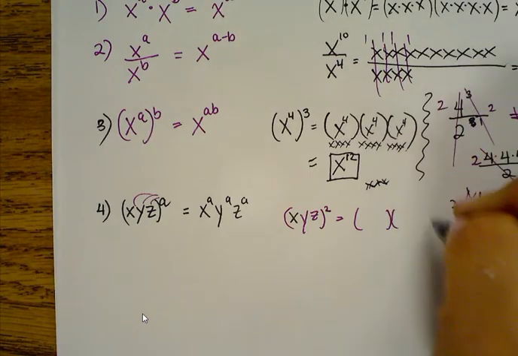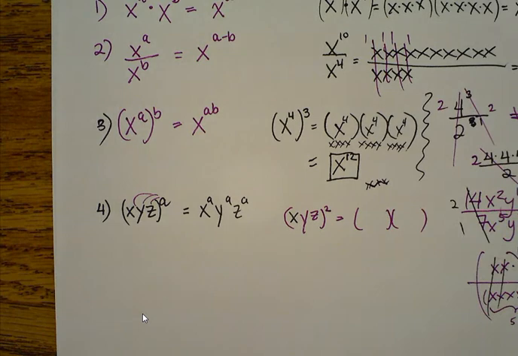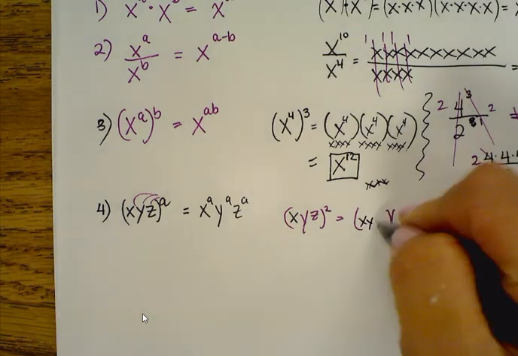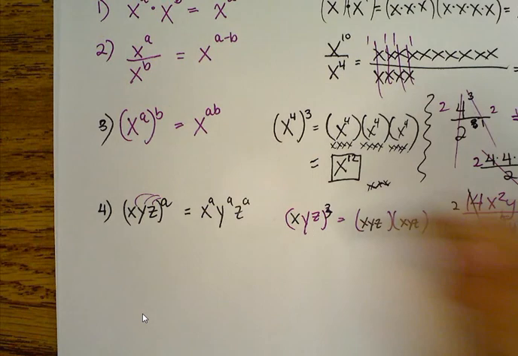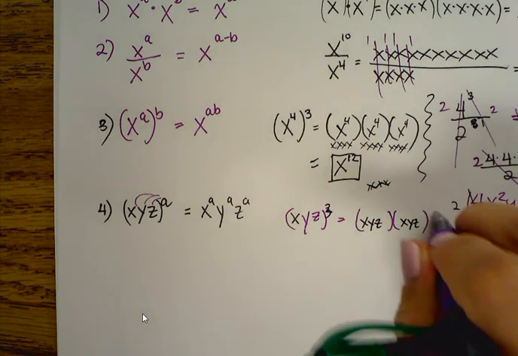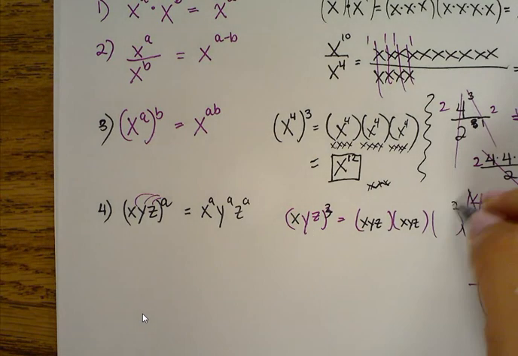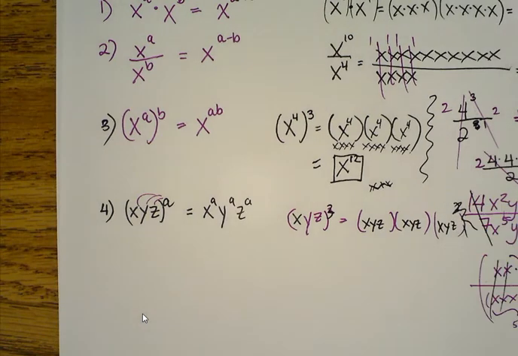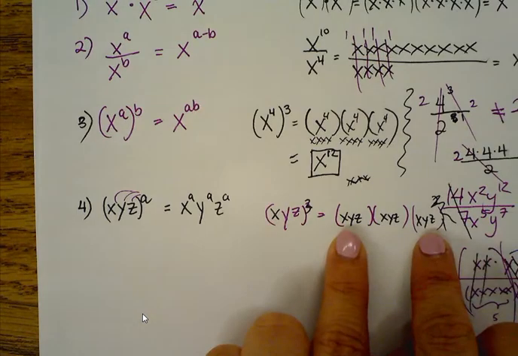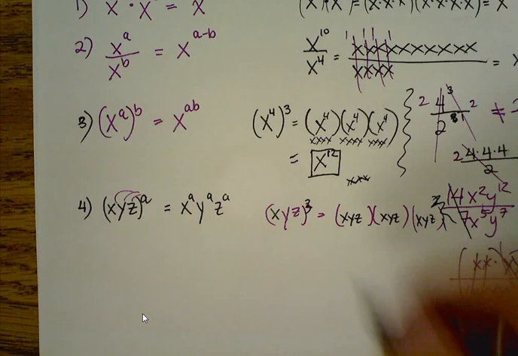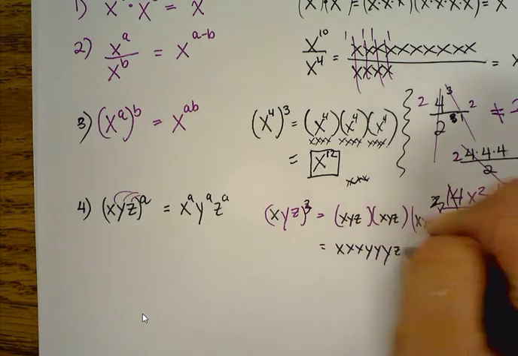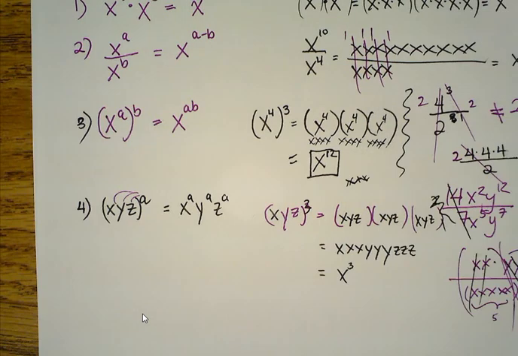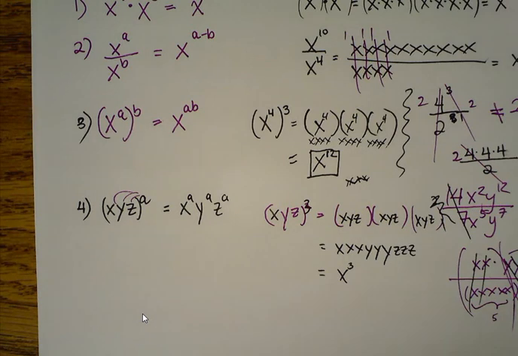X, Y, Z, and X, Y, Z. Okay, let's make it cubed. If it was being cubed, then I need one more. Can I rearrange the order? Yeah, because it's multiplying. So it's x, x, x, y, y, y, z, z, z. So how many x's do we have? We have 3. So is it 3x or x cubed? X cubed. So that's why I can distribute that exponent.